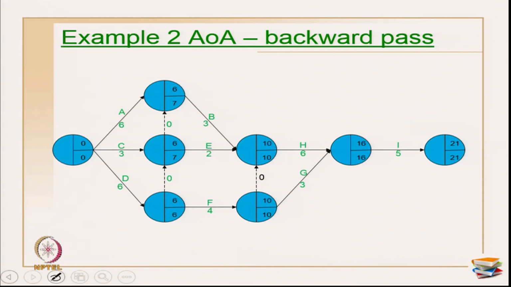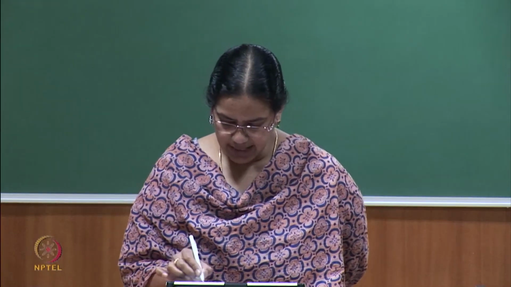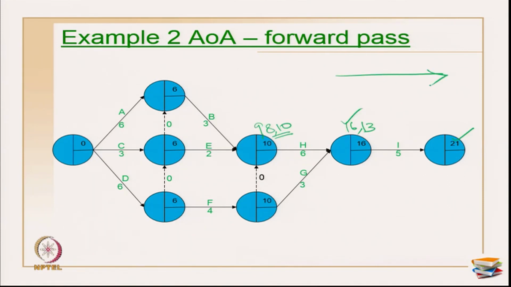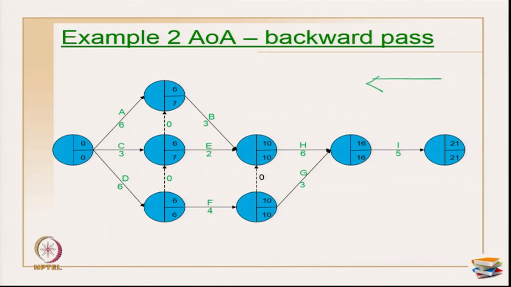In the backward pass, you generally start from the last late event, and then proceed backwards, and for the successor activities you subtract the duration of the activity and go ahead. So, backward pass is generally done in this way, and forward passes are generally done from left to right. Now, we are seeing the backward pass. This is 21, 21 minus 5 is 16 here. Now, there are 2 activities after this event. So, 16 minus 6 is 10 here.